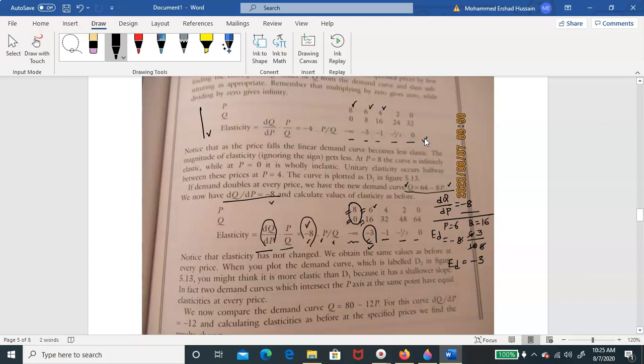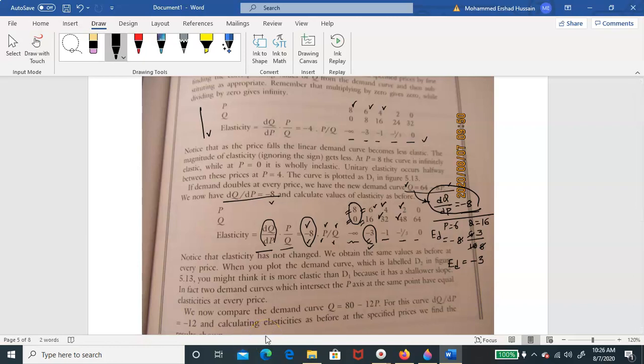Remember, again and again you will use this -8 from here when you differentiate this equation, and substitute for the values of P and Q. So when you take P 4, substitute Q 32, take P 2, substitute Q 48, right?